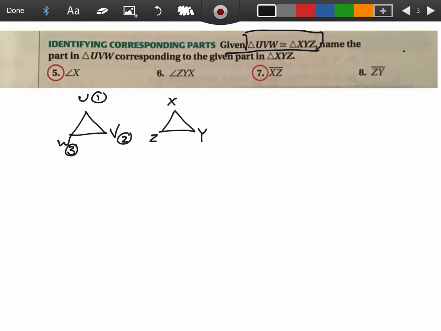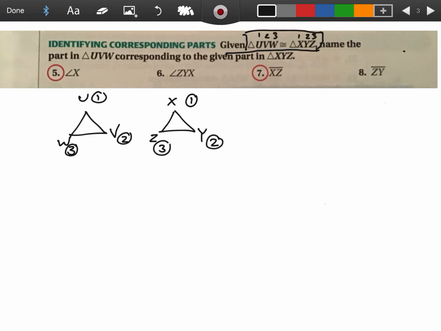I went around clockwise. So on the second triangle, I have to do the same. I have to use this one first, this one second, and this one third. The reason you have to do that is because you can see that they're corresponding up here too. This is 1, 2, and 3. This is 1, 2, and 3. So they actually correspond just as well.